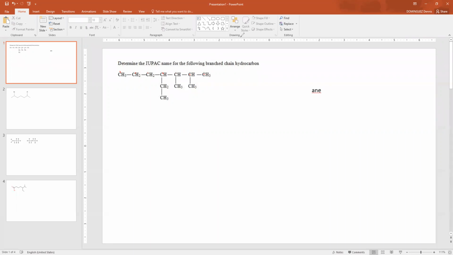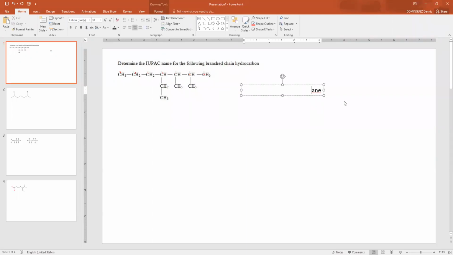Using the Greek prefix for 7, that is hepta, so that will be the mother compound of this hydrocarbon, that is heptane. Heptane. Now after knowing the mother compound, let's check the connections or substituents attached to the mother compound. There are substituents or alkyl groups attached to this mother compound. We have 3 attachments.